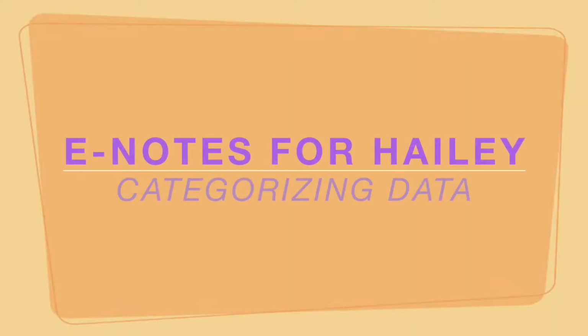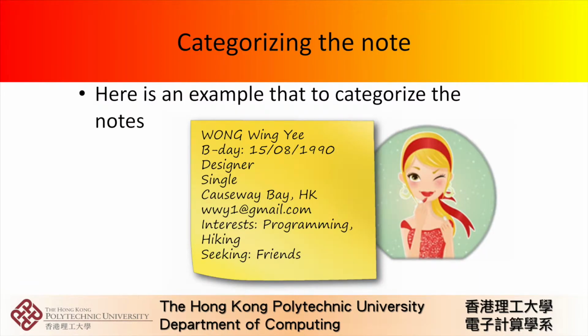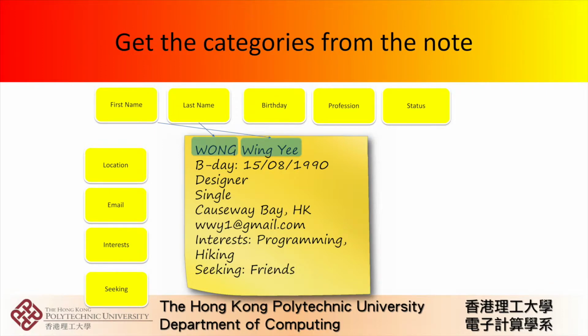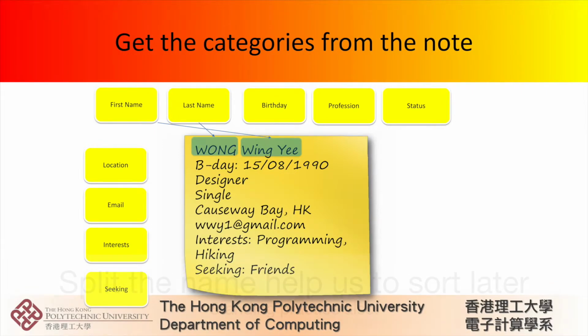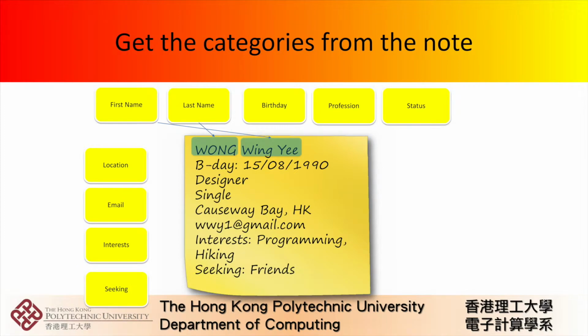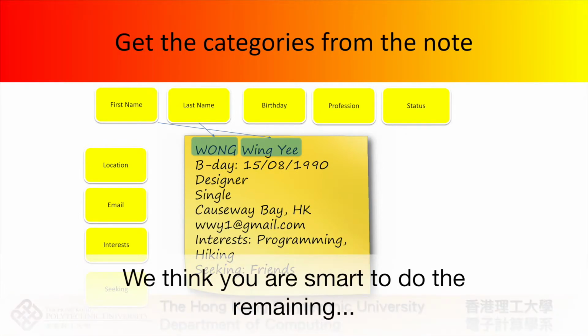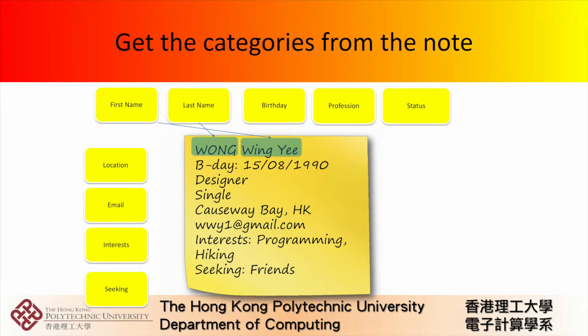Now is the example time. Here is an example of categorizing data. Wenyi is the first name and Wong is the last name. We have split her name into first name and last name. This is the standard practice and will help us sort the data later. We think you are smart. We assume you can get the remaining categories in the same manner.